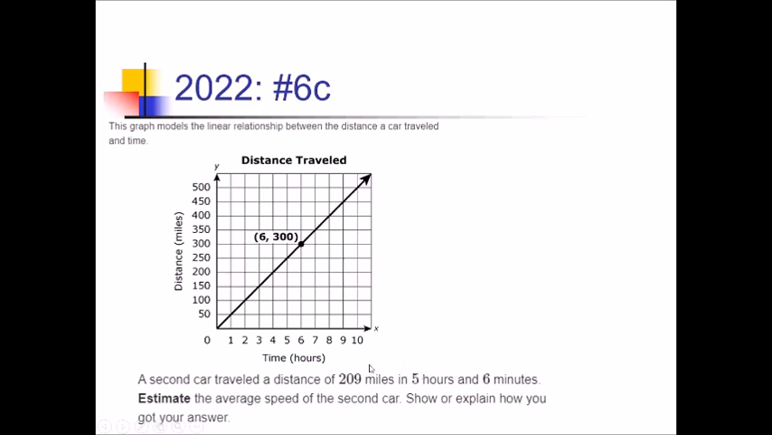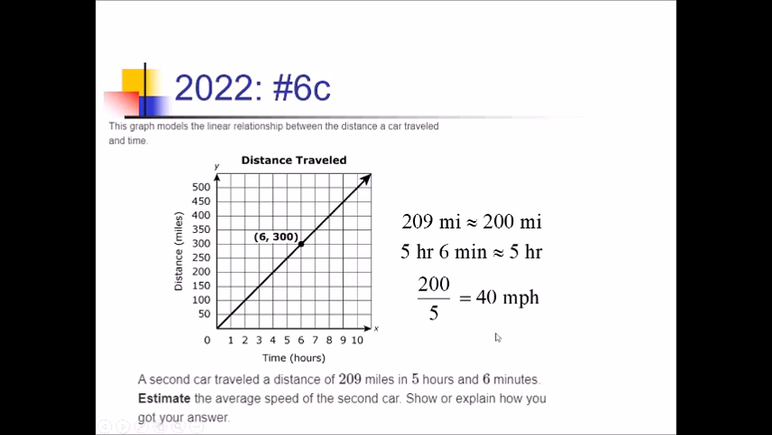So let's estimate each of these values. Instead of using 209, I'm going to use 200 miles. And instead of using 5 hours and 6 minutes, I'm just going to round that off to 5 hours. So now if I do 200 miles divided by 5 hours, that's going to give me 40 miles per hour.